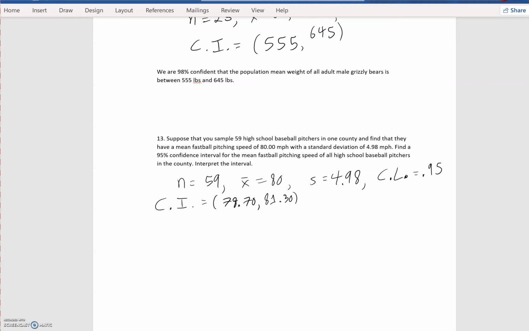Now we need to interpret our result. We are 95% confident that the mean fastball pitching speed of all high school baseball pitchers in the county is between 78.70 miles per hour and 81.30 miles per hour.